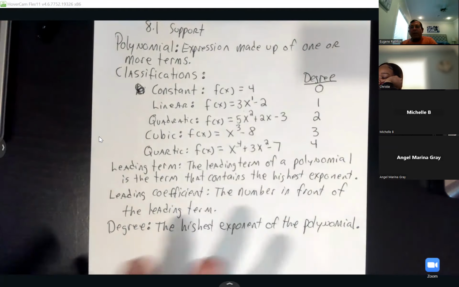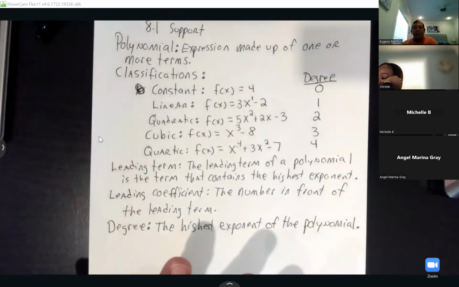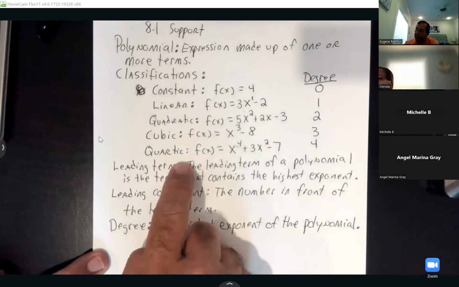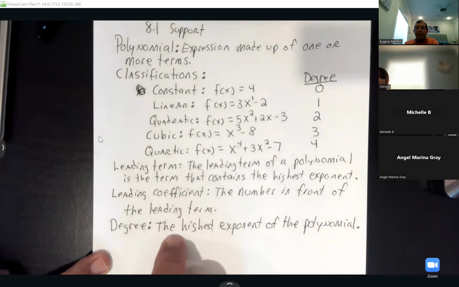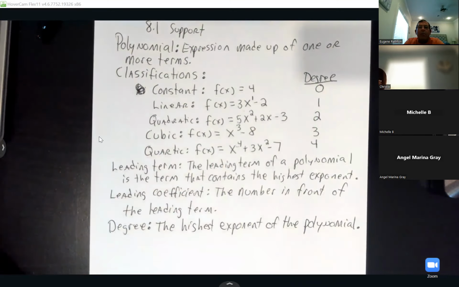So I'm about to play with some examples on MathLab using this, and they're going to ask us to classify them, and then give the leading term, leading coefficient, and the degrees, okay? So y'all, I'm going to switch us over to MathLab.